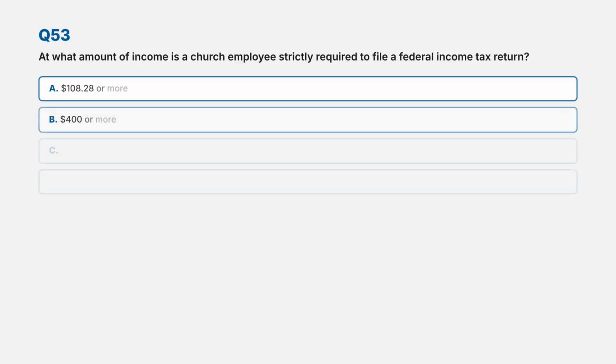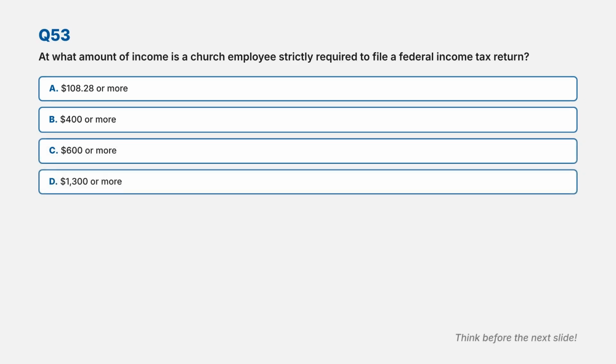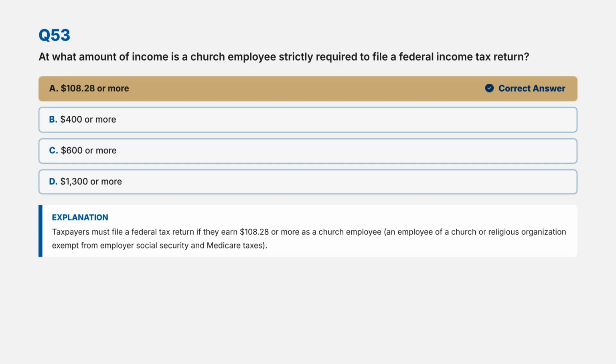Question 53. At what amount of income is a church employee strictly required to file a federal income tax return? A. $108.28 or more. B. $400 or more. C. $600 or more. D. $1,300 or more. The correct answer is A. $108.28 or more.